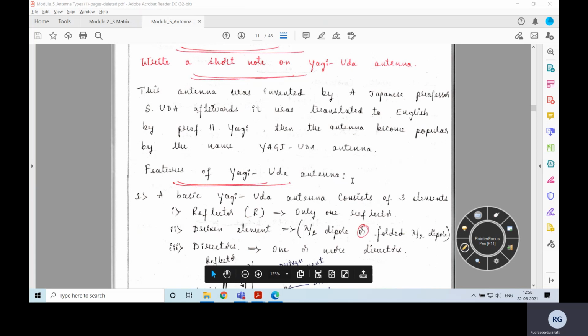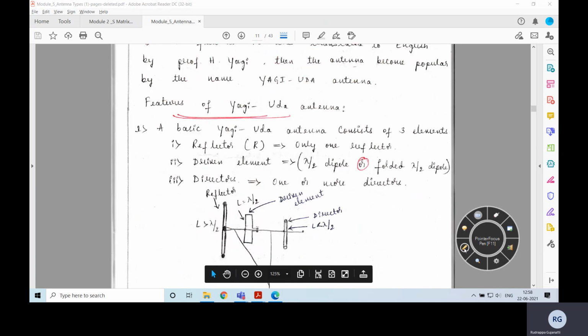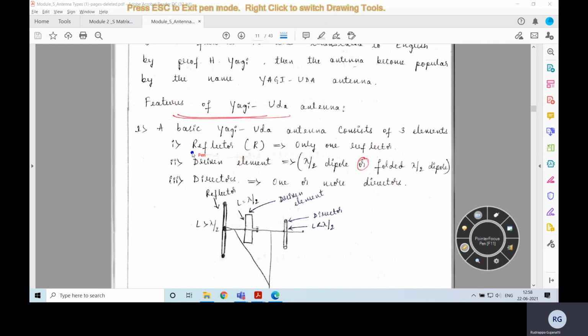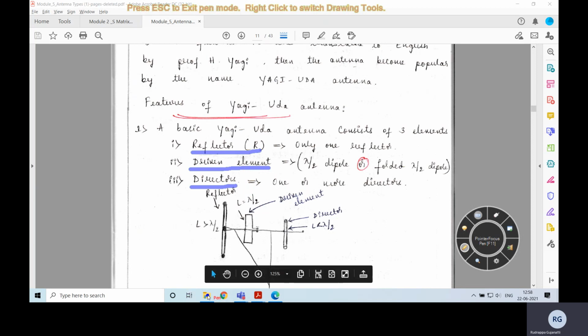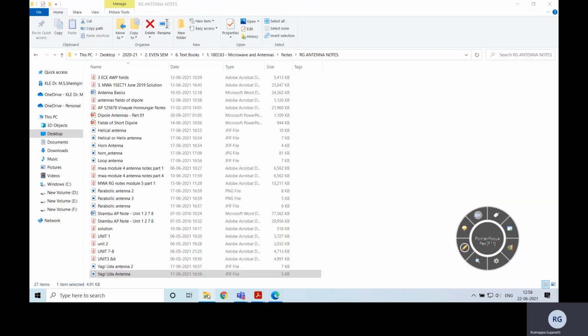So when we observe this antenna, we see that there are three main aspects associated with the Yagi Uda antenna. One is termed the reflector, one is termed the driven element, and the third one is termed the director element. Let us look at the image and try to see what these elements are.